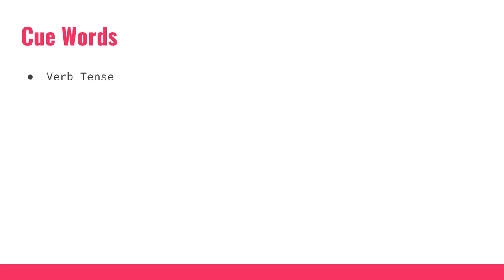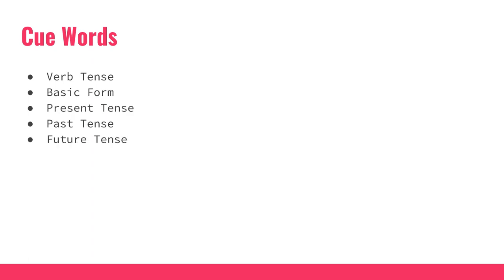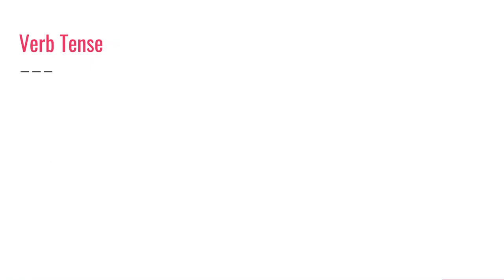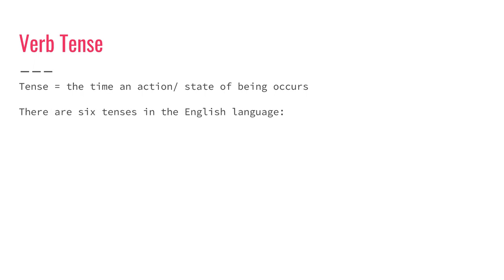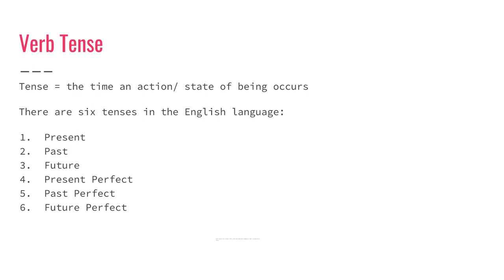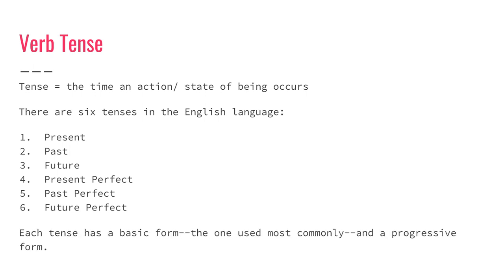So your cue words for this time are verb tense, the basic form, present tense, past tense, and future tense, as well as conjugate. So as we learned in our last lesson, verb tense is the time an action or state of being occurs. When does it happen? There are actually 6 tenses in the English language: present, past, future, present perfect, past perfect, and future perfect. These are what we call the basic forms of verb tenses, but all of these tenses also have a progressive form. For today, we're just focusing on the present, past, and future basic forms.